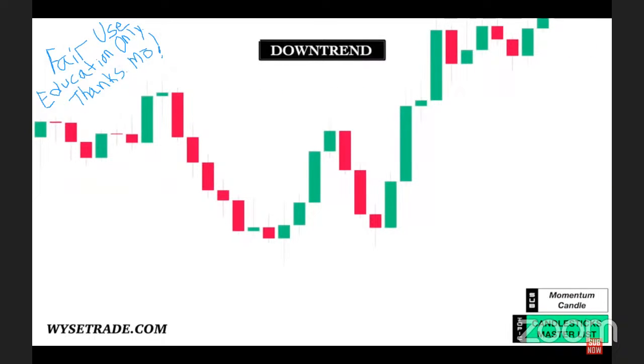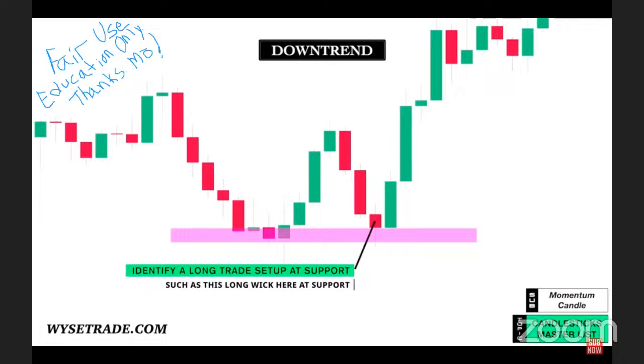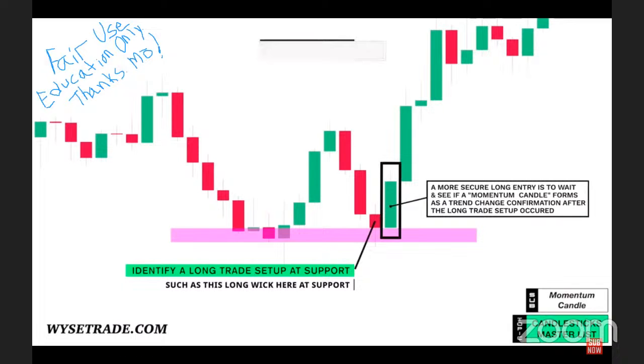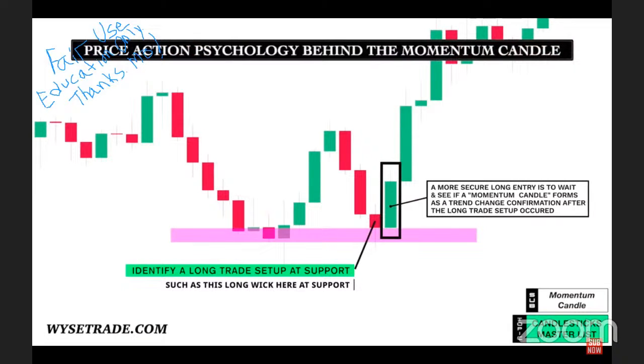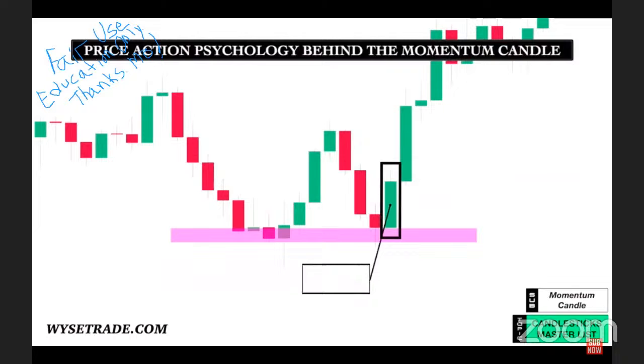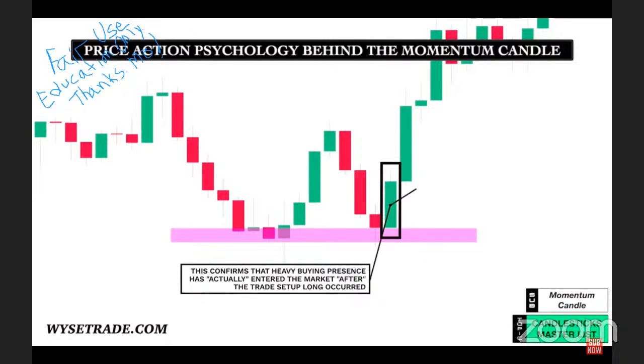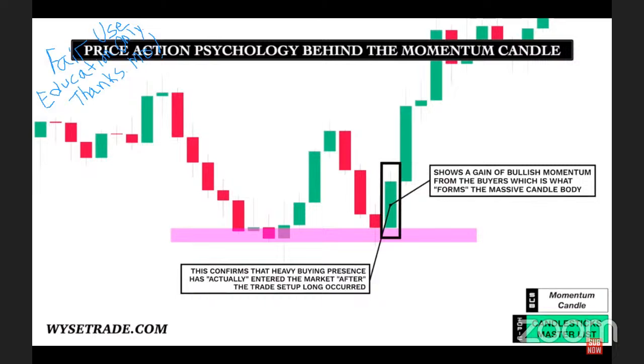You first need to identify a long trade setup at support, such as this one right here, through the long wick candle. Now, right after the long trade setup occurs is when you would look for this momentum candle to form. So what is the price action psychology behind this? The momentum candle confirms that a lot of buyers actually stepped into the market at the level, creating heavy bullish momentum and thus causing the massive momentum candle to form.